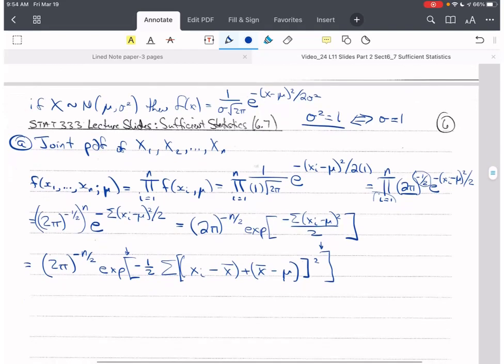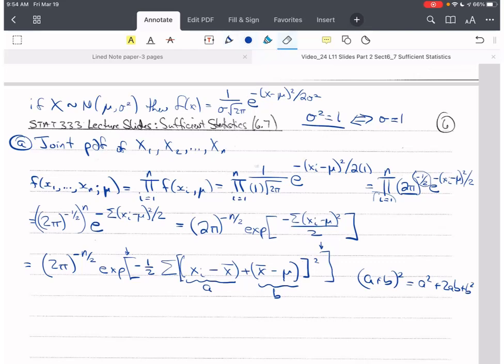So now that I've grouped those together, when I square this, I'm going to think of this as A, and this as B. And so (A plus B) squared is equal to A squared plus 2AB plus B squared, okay? So that's how we're going to do this, using our algebra that we know, I hope.